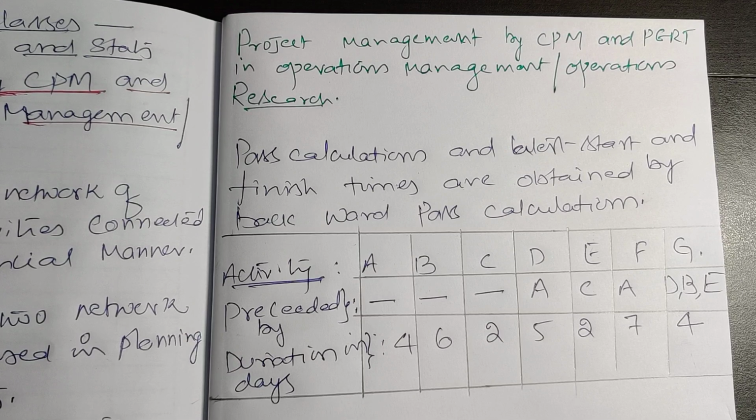Now let us see how to draw a network. How many activities are involved? Each activity will take how many days? Also, each activity is dependent on whom? When this type of information is given, I can calculate the starting time and finishing time of each activity and also the length of the project. For that you need a network diagram.